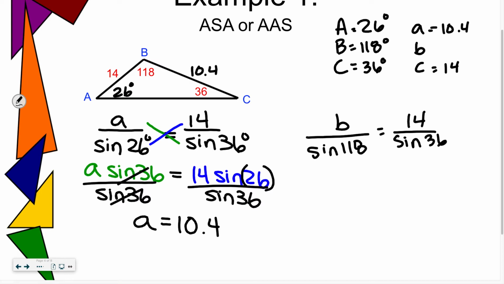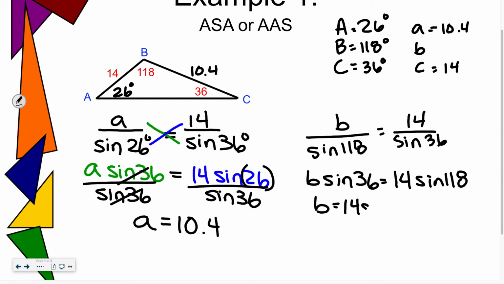And then the process is the same, right? Cross multiply and you'll end up dividing. So I'm going to get what? B sine 36 equals 14 sine 118. Divide by sine 36.